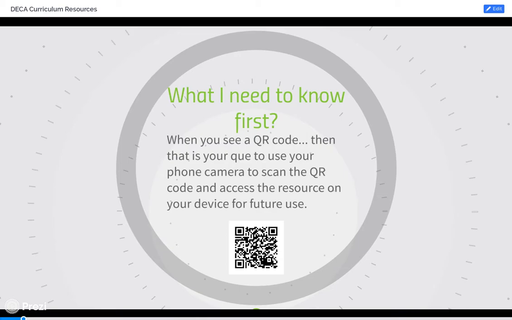You don't have to take a photo of it. You literally just pull it up in the viewfinder on your camera and then click that link, and it's going to take you to the website. So you can go ahead and practice that now. That is a working QR code at the bottom of the screen. That will actually take you to this presentation, and I have it open for anybody to see.